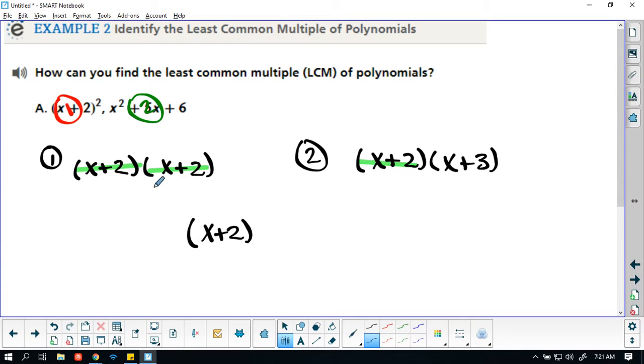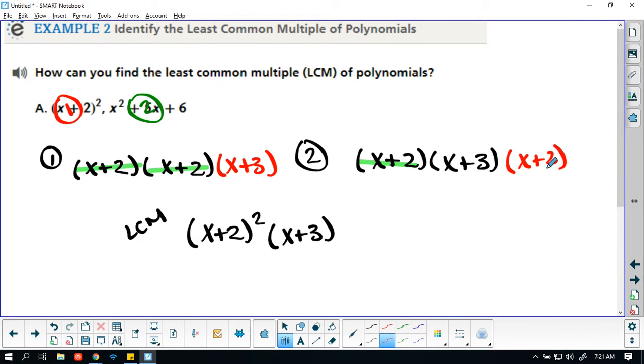In this one, we have this one squared. So we have 2 of them on this side, so I'm going to say squared. This one is also going to have the x plus 3 associated with it. All right, so my least common multiple is x plus 2 squared times x plus 3, which means to make these the exact same number, we're going to have to multiply an x plus 3 here, and we're going to have to multiply an x plus 2 here. And then both 1 and 2 are now consisting of the same factors.